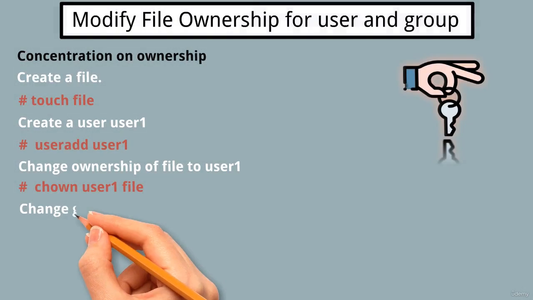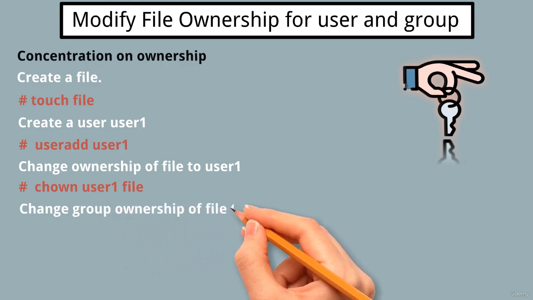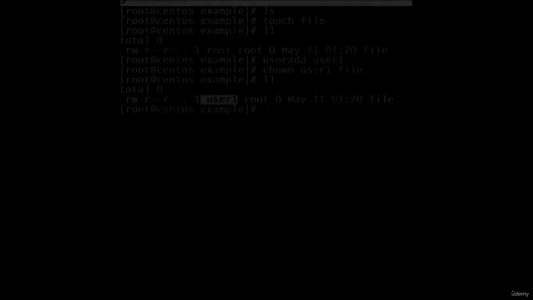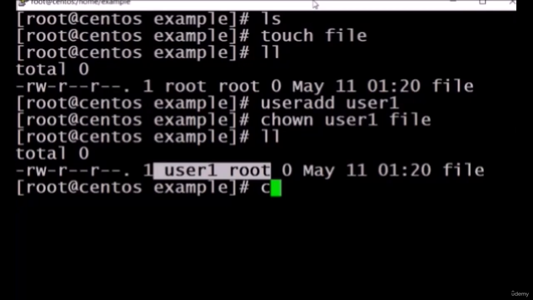To change group ownership of file to user1, the command for changing group ownership is chgrp, change group. Let's change the group to user1 as well. When user1 is created, by default, it created a user1 group for user1. So we can use that group for the same file and see what happens. So let's run the command chgrp, change group, user1, file. Hit enter.